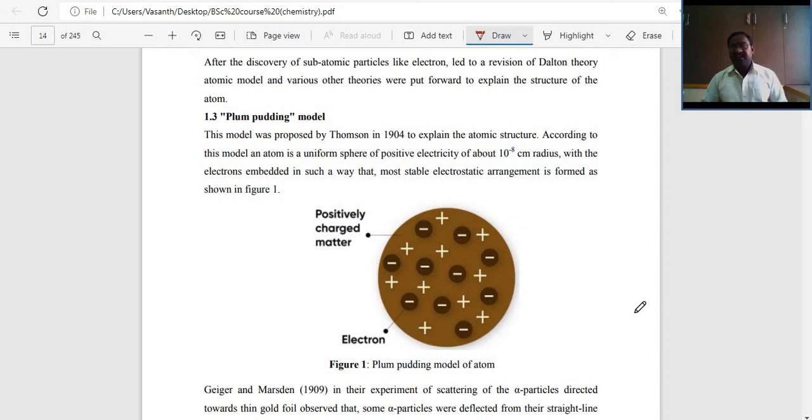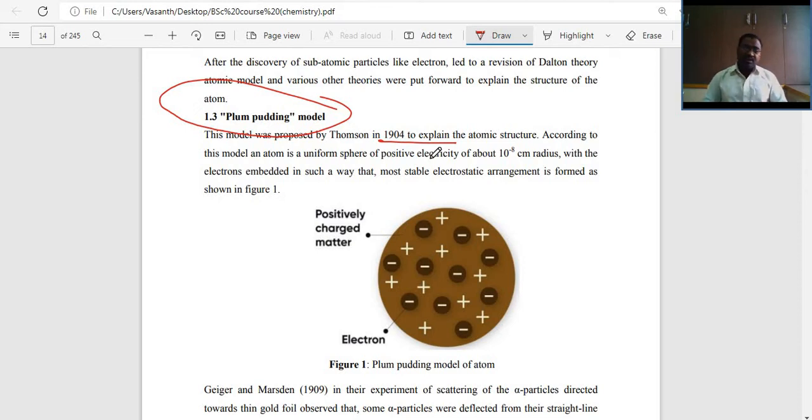The first theory that explains the atom is the J.J. Thomson atomic model. The J.J. Thomson atomic model is also simply called the Plum-Pudding model or Raisin-Pudding model. Sometimes it is also called the watermelon model. This model was proposed by Thomson in 1904 to explain the atomic structure.